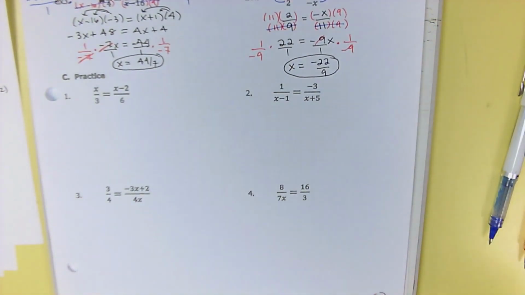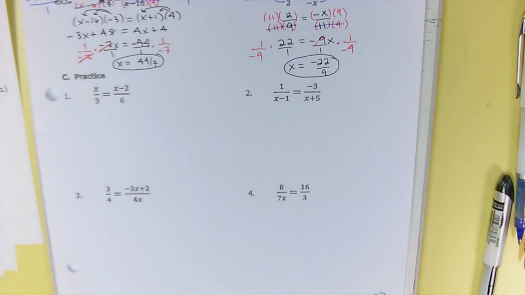Okay, so we're going to practice. We're not going to do the whole problem, though. We're just going to do part of it. On number 1, I want you to go ahead and get rid of the denominators. I want you to clear the fractions. Go ahead and do that. Just clear the fractions, and then you can stop there.